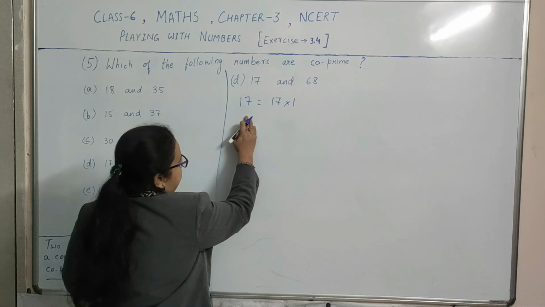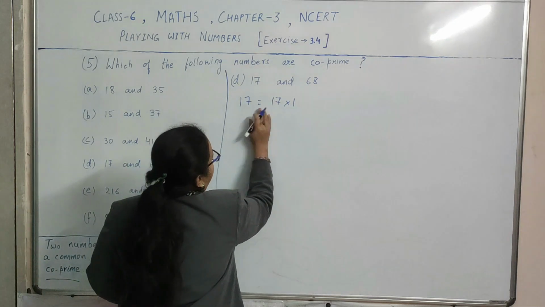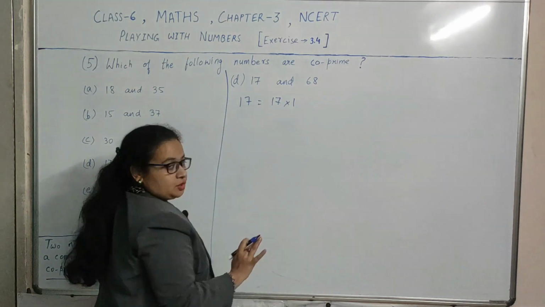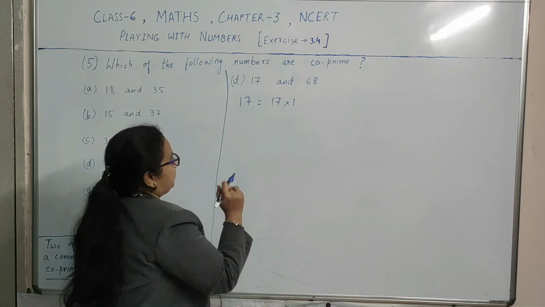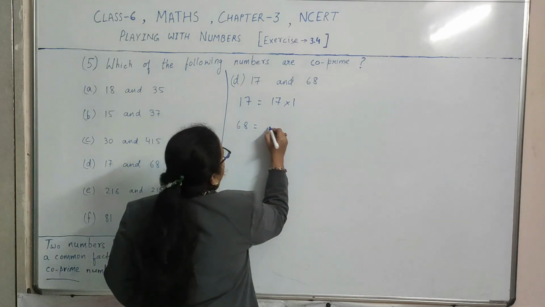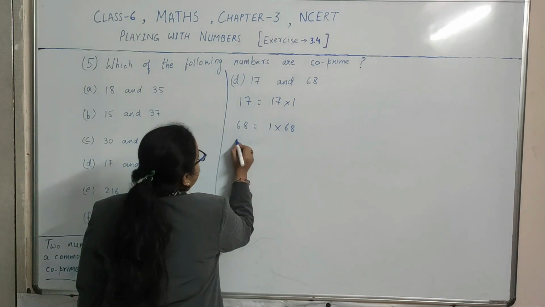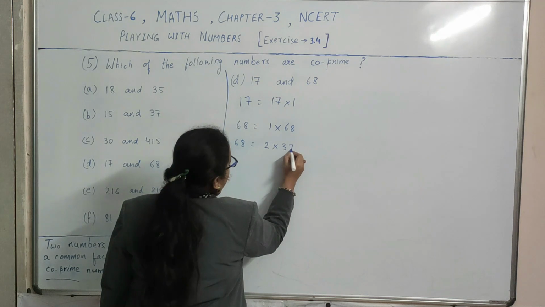Can 17 be represented as a product of other two numbers? No. 17 can only be represented as 17 multiplied by 1, which means 17 and 1 are the factors of 17. Okay, now comes 68. For 68, what will we do? 68 can also be represented as 68 is equal to 2 multiplied by 34.